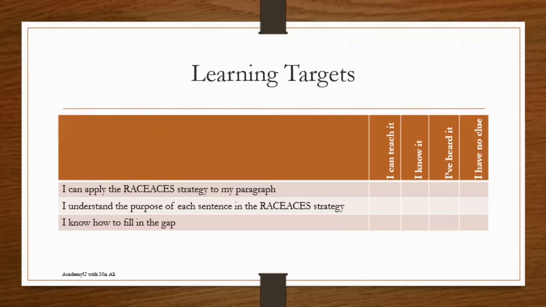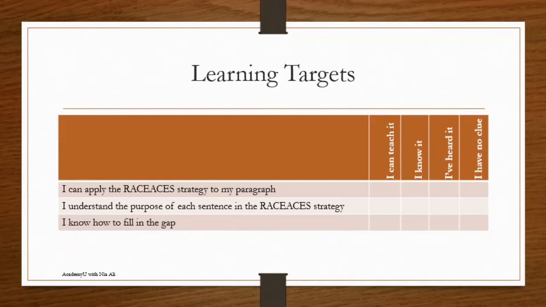You're going to put the letter B for before the lesson either in, I have no clue what she's talking about. And if you have no clue, that's perfectly fine. Or you can say, I've heard about that before, but I'm still going to need a little help. Or you can say, hey, I know this already. And if you can say, I can teach it, that's where you're going to put the letter B for that learning target.